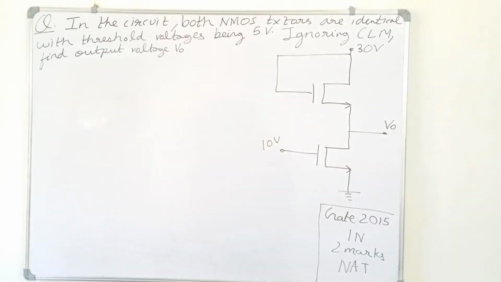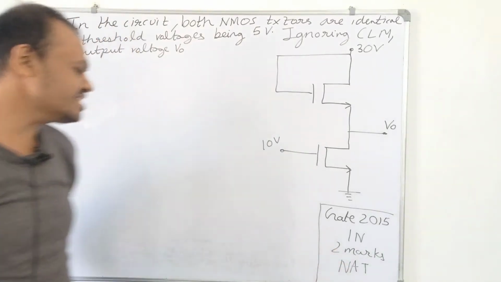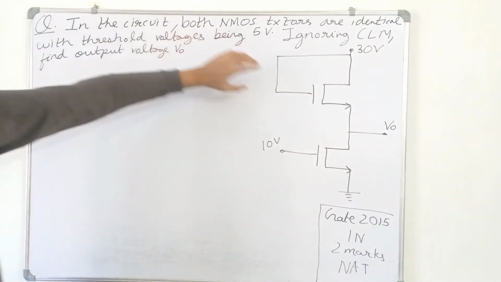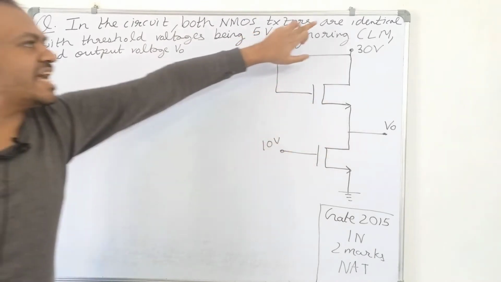Welcome. We are solving a question from GATE 2015 Instrumentation. This question was of 2 marks. It was of numerical answer type. So it says that in this circuit, these both are NMOS transistors and they are identical.